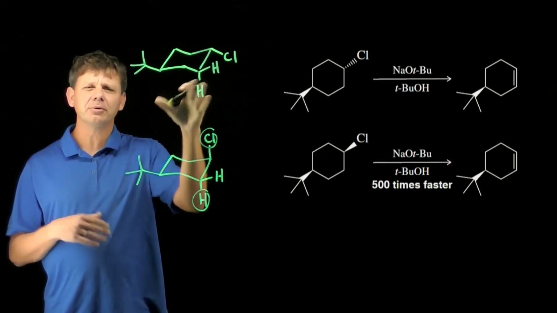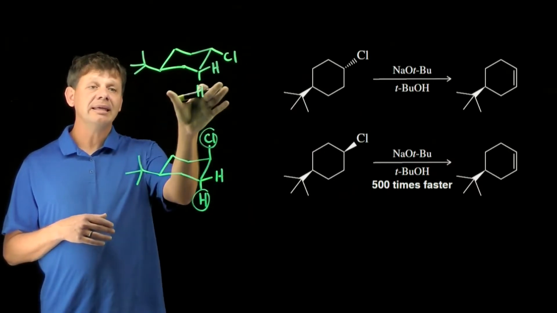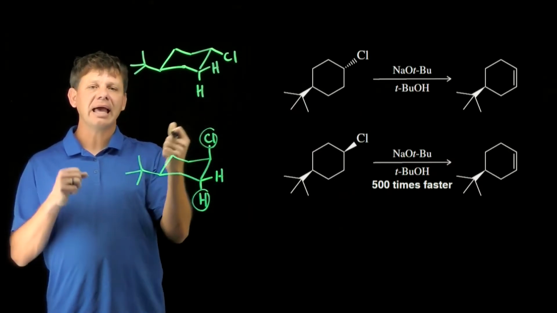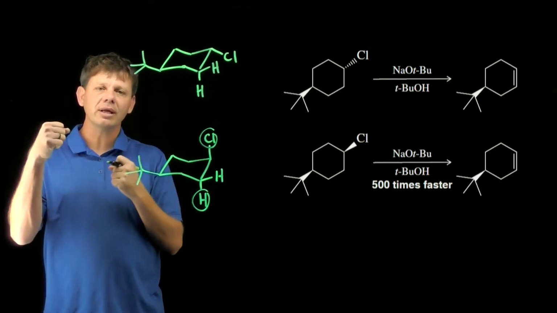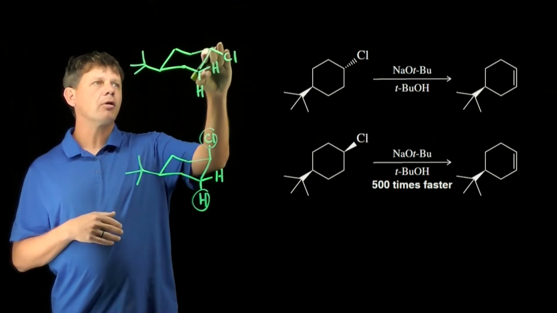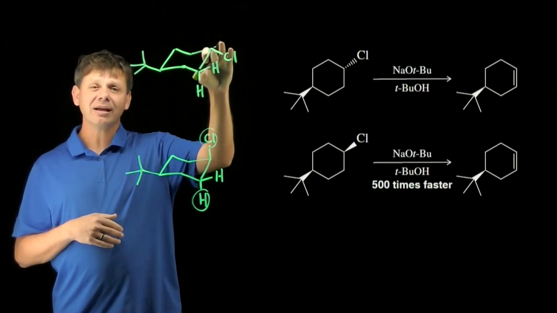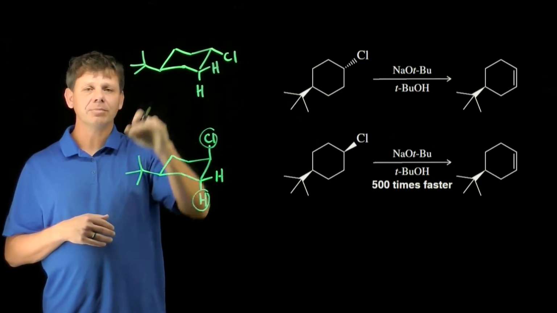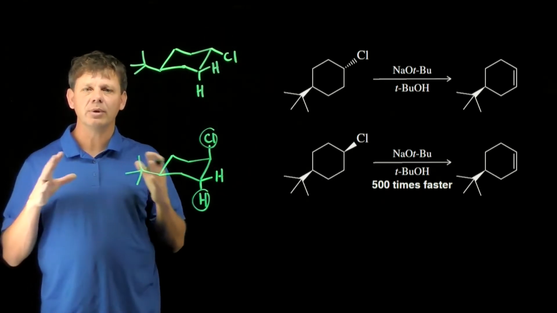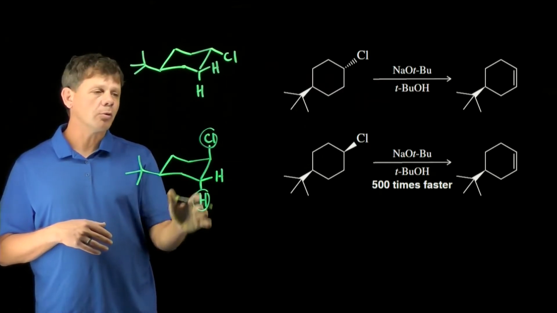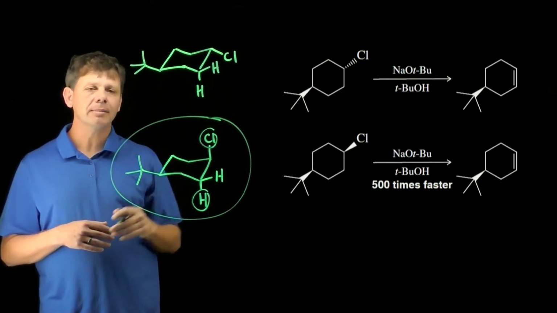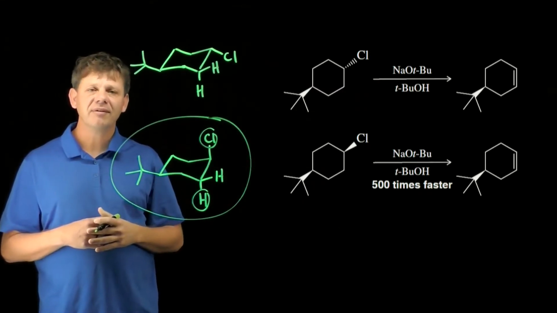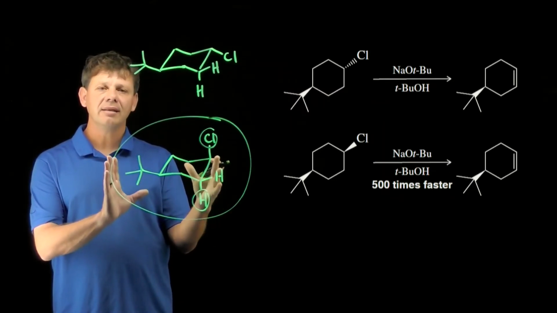Does that mean this molecule can't undergo elimination at all? It, in fact, can, but it has to chair flip, it has to do the ring flip to the other one where the chlorine is now axial. If that chlorine is axial, then that tert-butyl group will also be axial, and we know that's not favorable. So this one ends up undergoing elimination 500 times faster because it's already in the conformation.